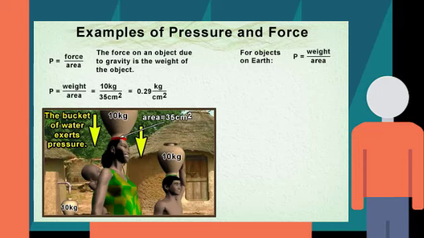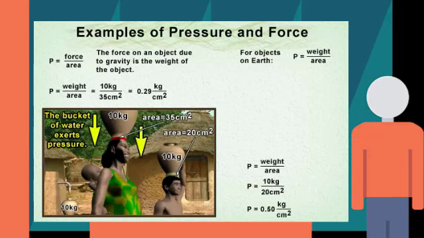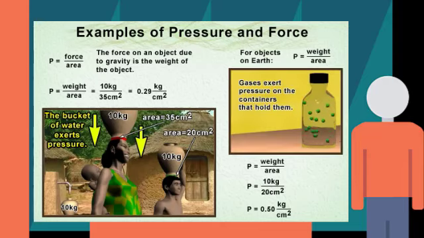A child who carries the same bucket of water feels a greater pressure because the area of the child's head is smaller, while the weight of the bucket of water is the same. If the area of the child's head is 20 centimeters squared, then the pressure the child feels is about 0.50 kilograms per centimeter squared. Just as the bucket of water exerts pressure on the head of the person who carries it, gases exert pressure on the containers that hold them.